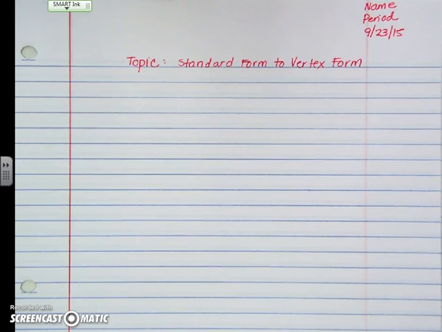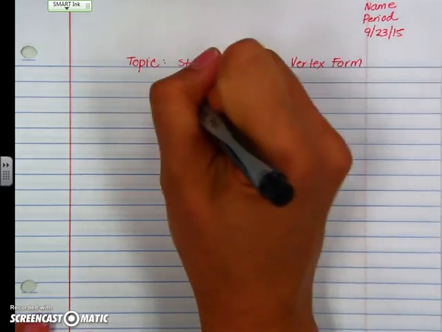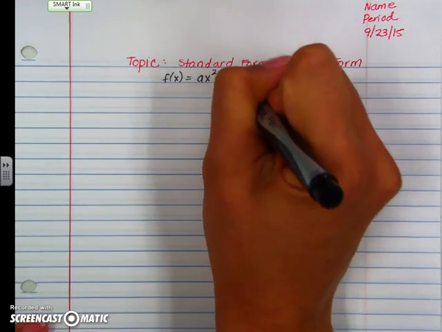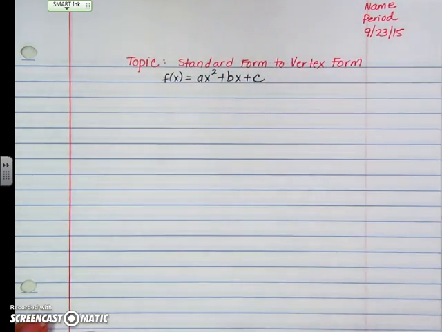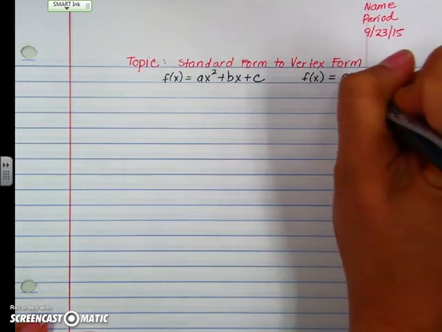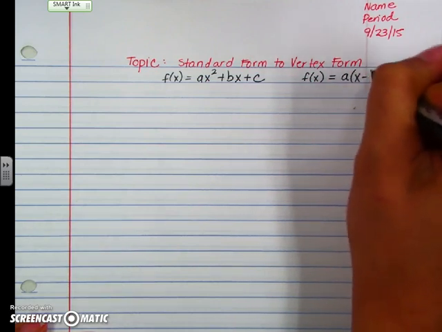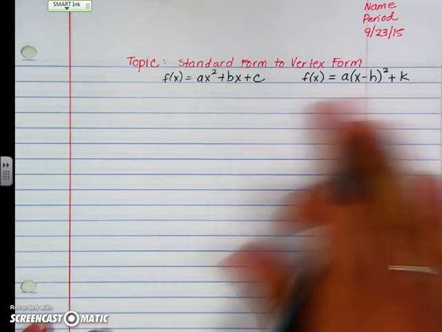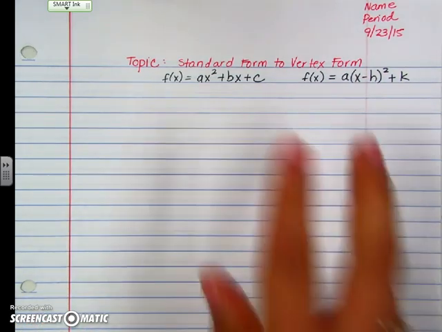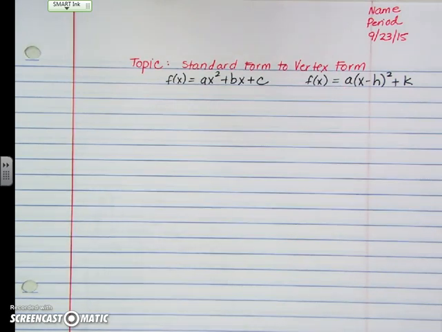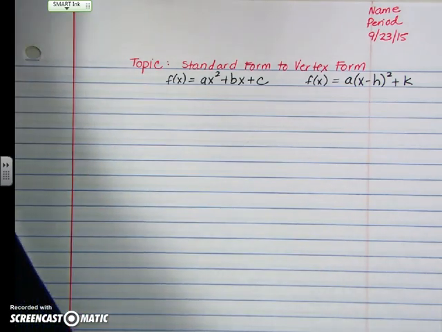Okay, so if we go back to our notes, we know that standard form is a quadratic function in the form ax squared plus bx plus c. And vertex form is the form that we've been learning more about this week, which is a times (x minus h) squared plus k. You can actually write a function in either one of these forms and it ends up being the same function. So we're going to learn a little bit more about how to do that exactly.